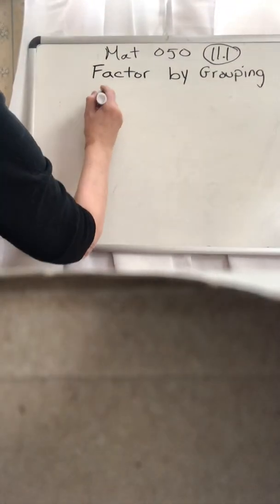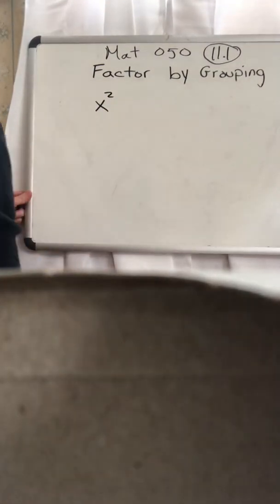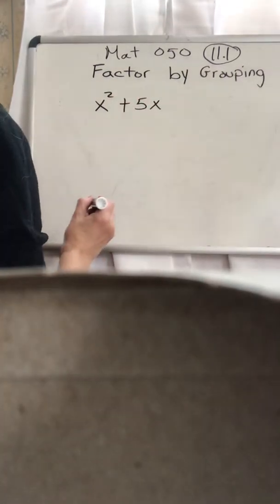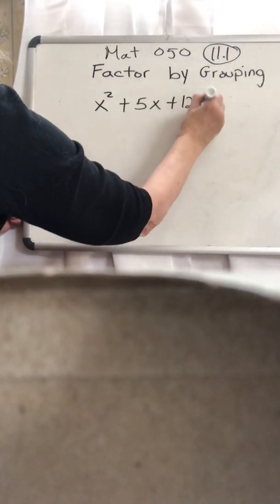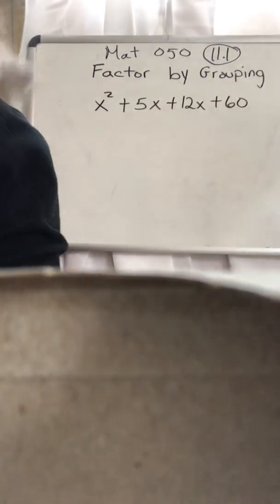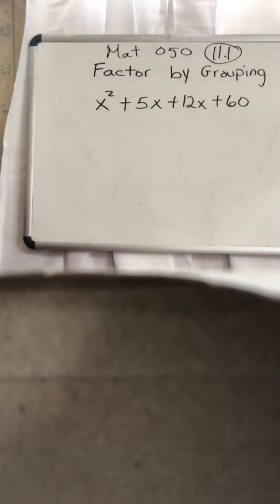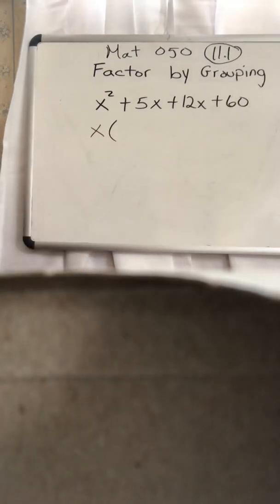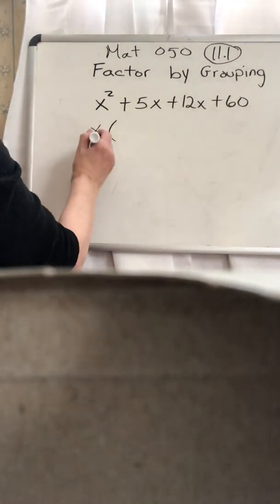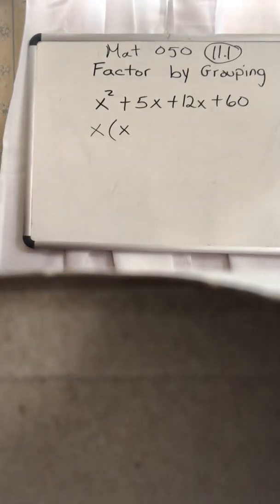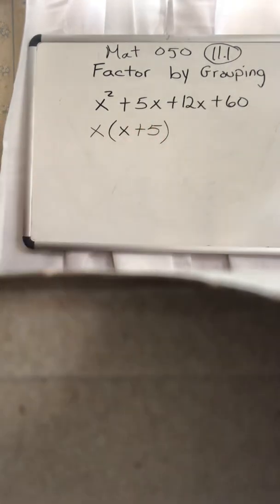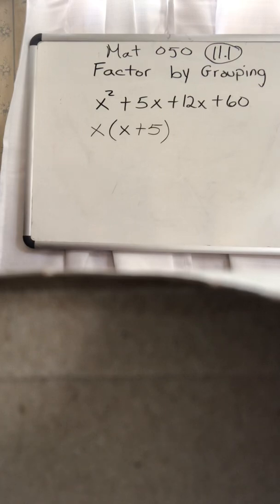So You Try It 4, we've got x squared plus 5x plus 12x plus 60. Okay, so we look at the first two terms and they have an x in common. Then we make our parenthesis. X times what gives me x squared? X. X times x. X times what would give me 5x? A 5. And then I end my parenthesis.